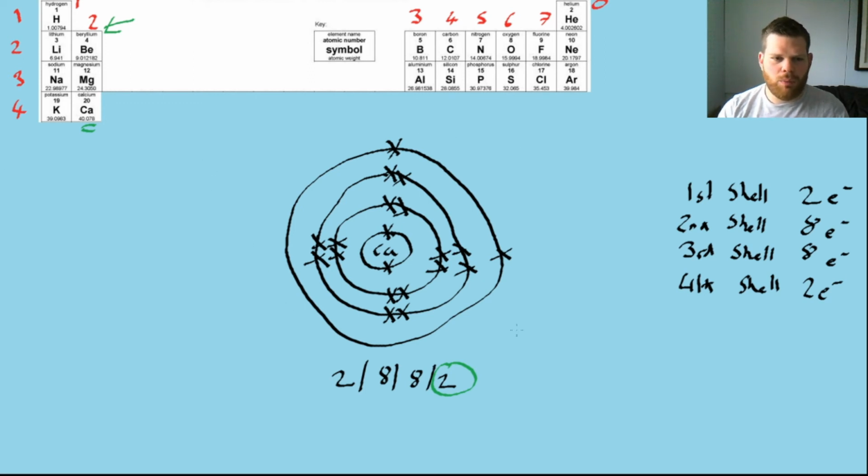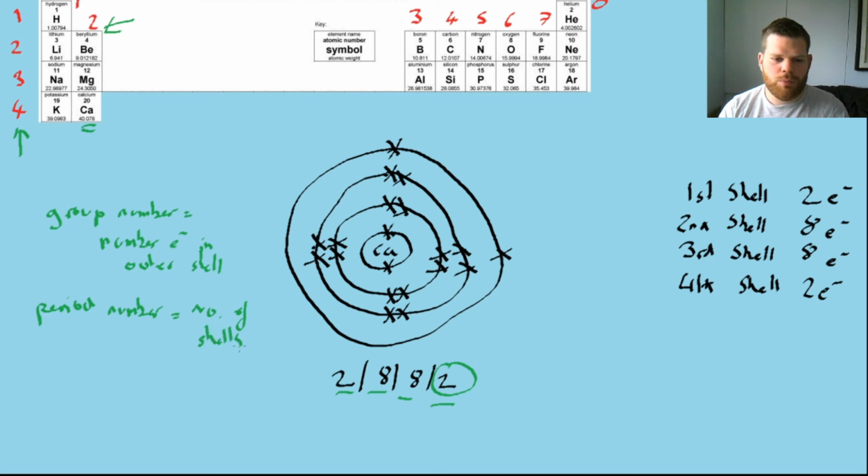What about the other number? If we look at how many shells our calcium has, we've got 1, 2, 3, 4. Lo and behold, our number 4, our period number. So the period number equals the number of shells. The group number equals the number of electrons in the outer shell, and the period number equals the number of shells. Two very useful bits of information.